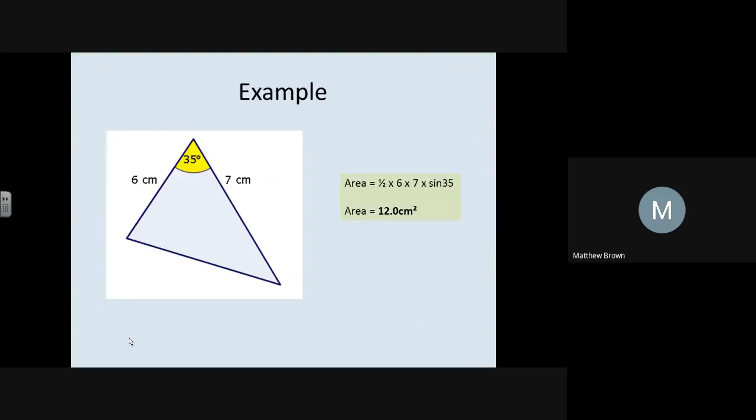But just a really quick example of how to do it then, you've got a triangle with sides 6 and 7, so A and B are 6 and 7. Angle C is 35, so it's a half times 6 times 7 times sine 35. Plug it into your calculator just like that. You get an area of 12 or 12.0 centimeters squared. Okay, and it's always a half because it comes from the formula half base times height.